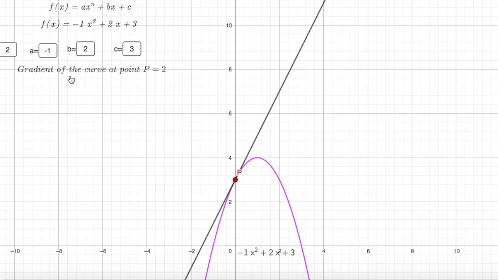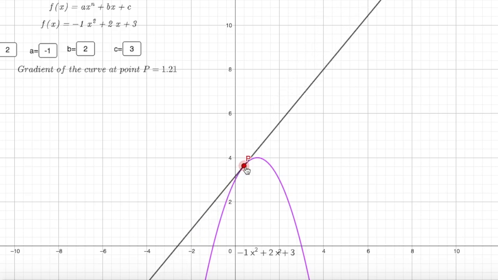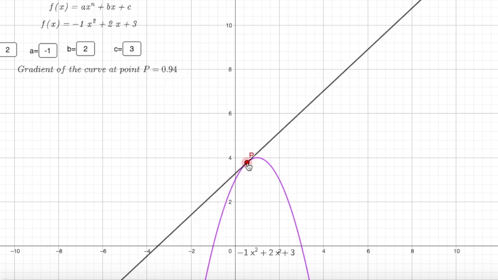And the gradient of the curve, after you differentiate, you get the gradient function. This straight line is the gradient of the curve when it's at this point. When x equals 0, you get this one. The gradient is positive when you are up here. If I move my point P, you see here it is 1.17, positive.